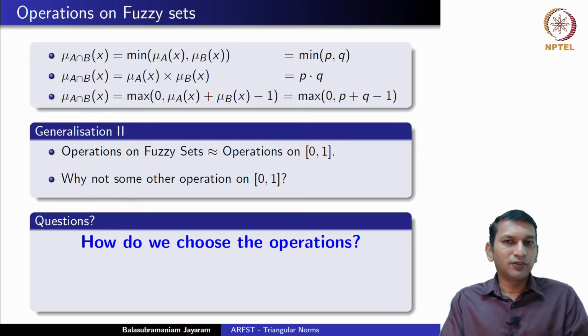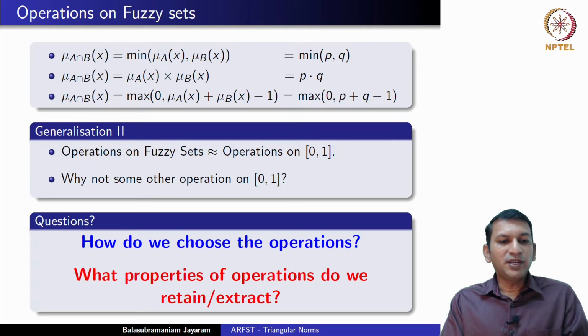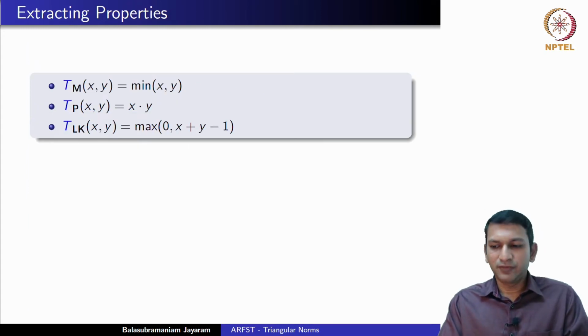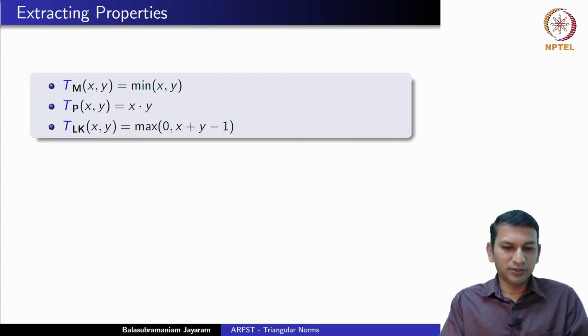Now, in this lecture, we are going to look at another but related question. What properties of operations do we retain or extract? This is not just limited only to conjunction, but this will be the question that we will deal with also with negations, implications, and disjunctions. Now, let's examine this question a little deeper. These are the three operations that we are familiar with. Henceforth, we will use the symbol T. The nomenclature, the symbolism will become clear presently when we introduce triangular norms.